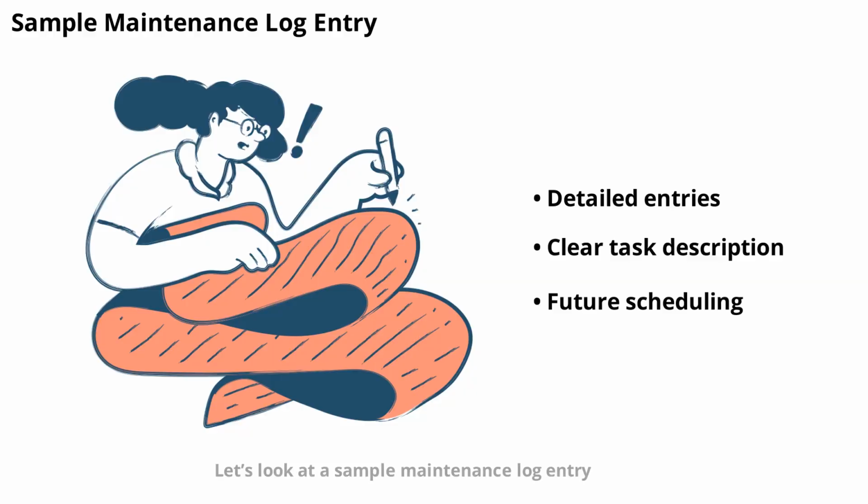Let's look at a sample maintenance log entry. Imagine you're maintaining an air conditioning unit. Your entry might read, Date: the 1st of June, 2024. Task: replaced air filter and cleaned condenser coils. Technician: Alex Smith. Parts used: 1 air filter. Notes: unit operating normally. Next check scheduled for September. This level of detail ensures that anyone reviewing the log can understand what was done and when.